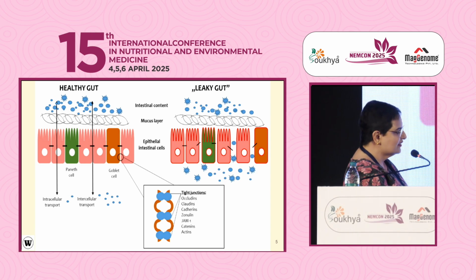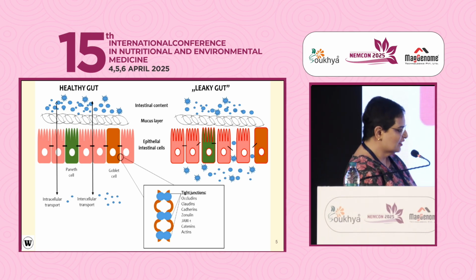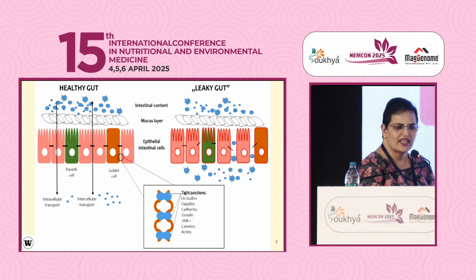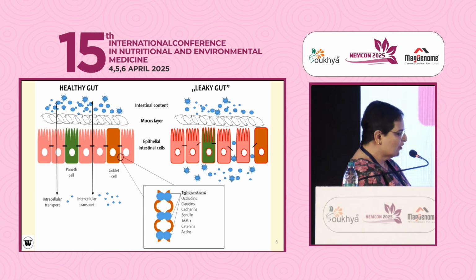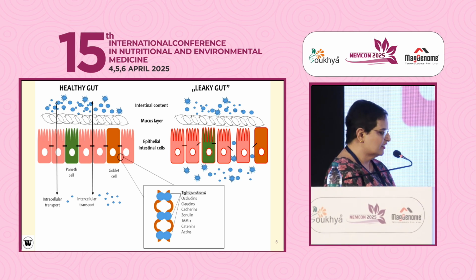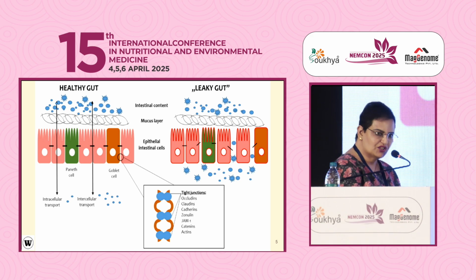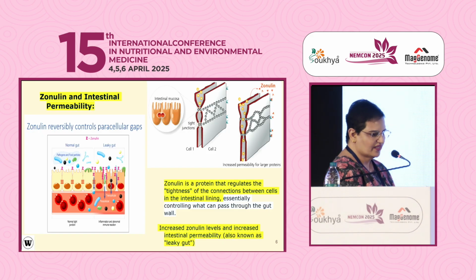So in a healthy gut, you have got epithelial cells, and these epithelial cells will be held together by proteins. These are the proteins which will hold the epithelial cells together. Out of all these proteins, there is one protein which we can measure. It is called zonulin, and that's the protein which we can measure leaky gut syndrome with. So zonulin is the protein which holds the epithelial cells together.